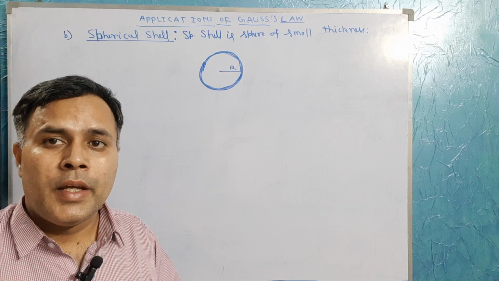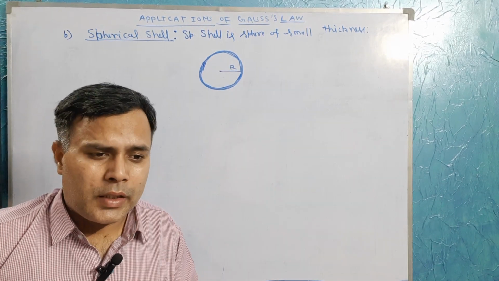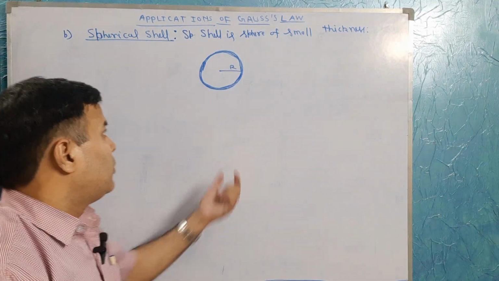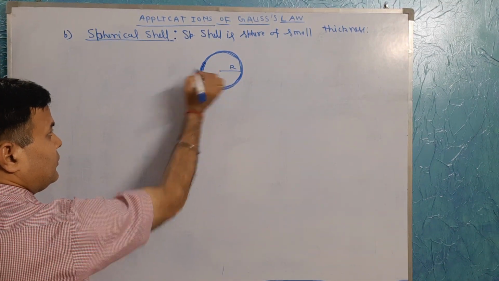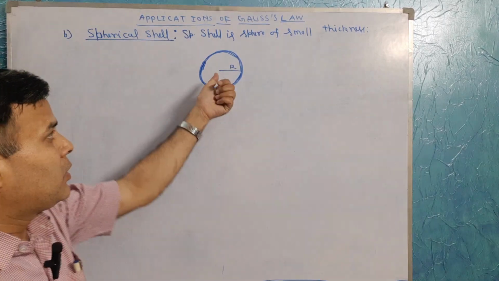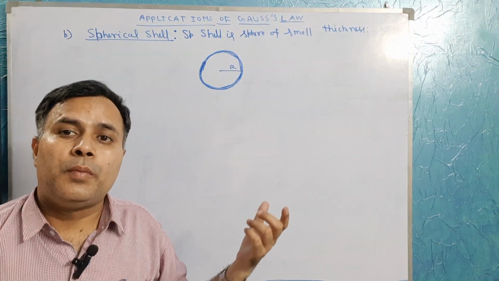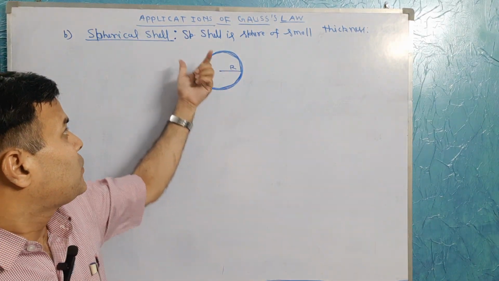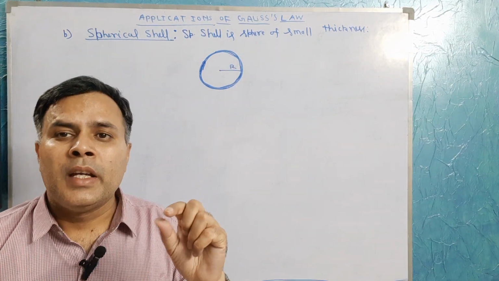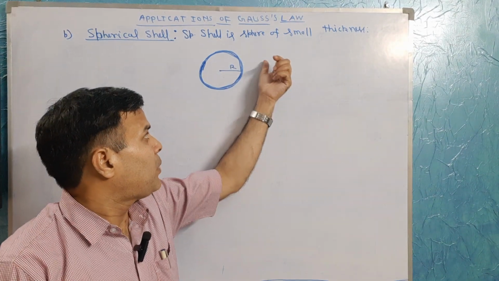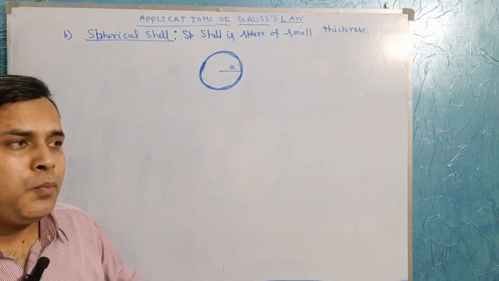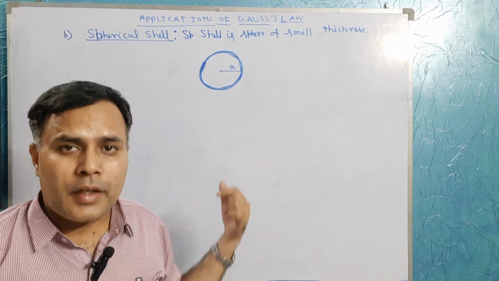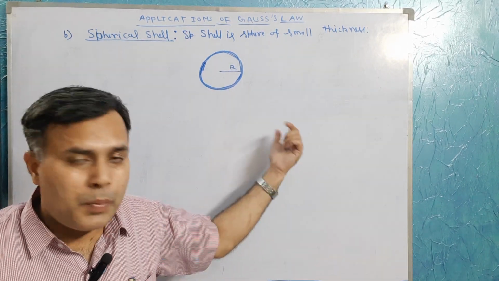So a spherical shell is a hollow sphere of small thickness, and we want to find out the electric field using Gauss law. In the earlier case we had a uniformly charged solid sphere; in this case we simply have a spherical shell, a hollow sphere of small thickness. We can find the electric field at any point P which is outside, at any external point, or at any internal point. So in this case we also have two different situations.